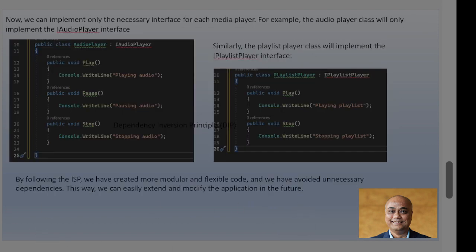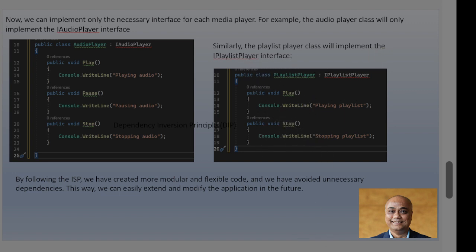Now we can implement only the necessary interface for each media player. For example, the audio player class will only implement the IAudioPlayer interface. So here you can see that we can just use the necessary interface for each media player. Similarly, the playlist player class will implement the IPlaylistPlayer interface.